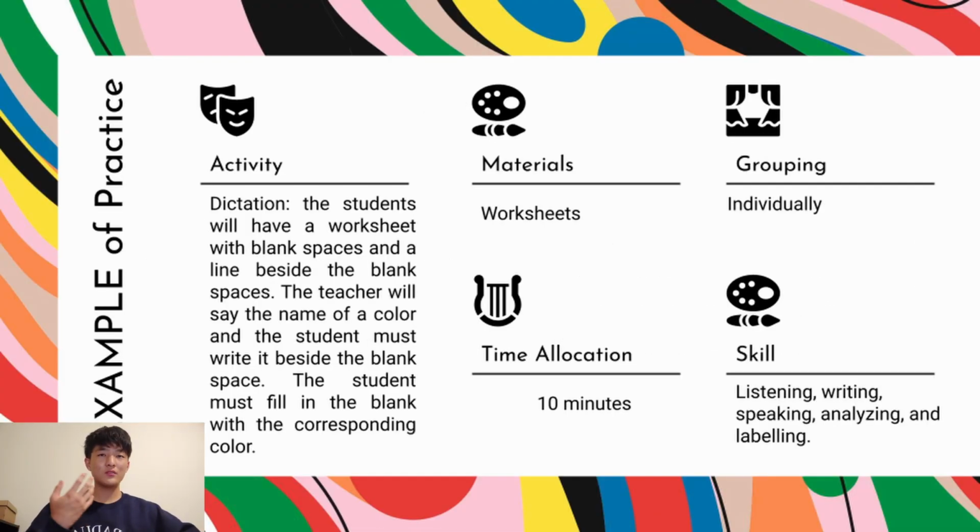Now, for example, this practice stage could have a dictation, where we give the students a worksheet, and in the worksheet there's a blank space with a line, and the students basically have to color in the blank space with the color that the teacher says, and they're also going to have to write the color. Now this will be done individually. It shouldn't take more than 10 minutes. We're going to be developing the skills of listening, writing, analyzing, and labeling.